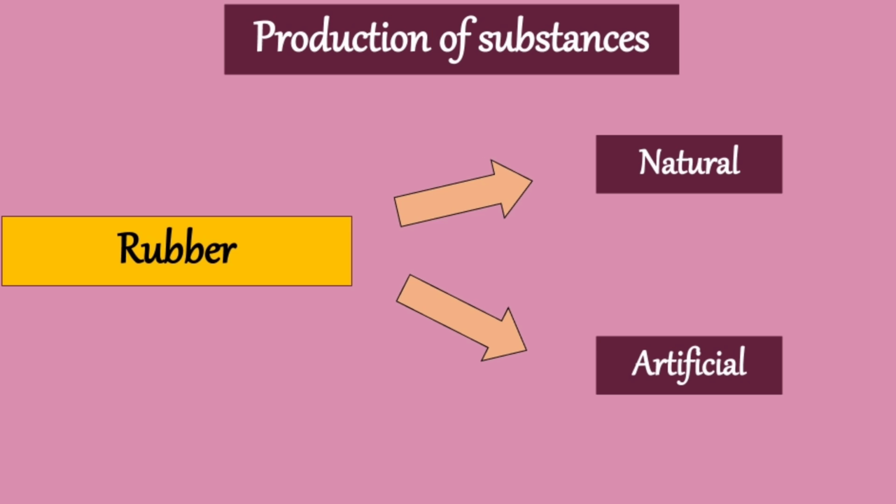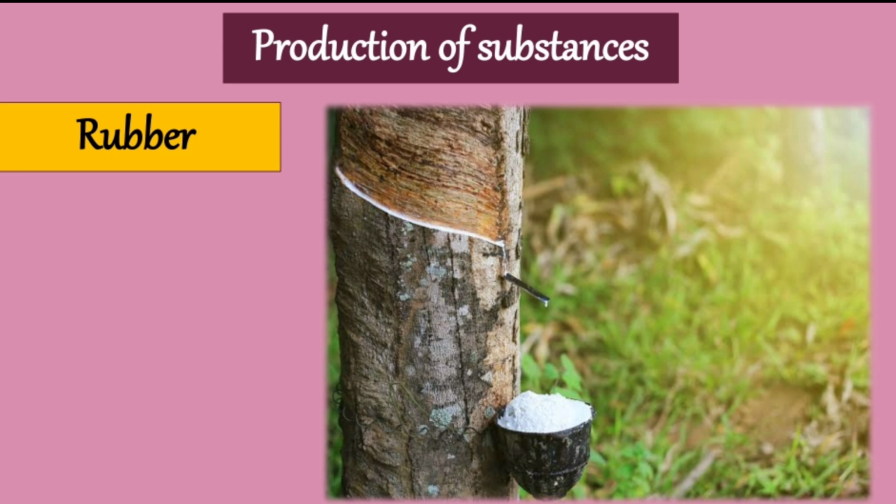So let's see how the production of these substances takes place. First we will learn about rubber. There are two types of rubber, natural rubber and artificial rubber. Let's see how the production takes place. Natural rubber is obtained from the gum or sap of trees. As you can see in the image, the sap is called latex. Rubber has an odor and it is white in color.